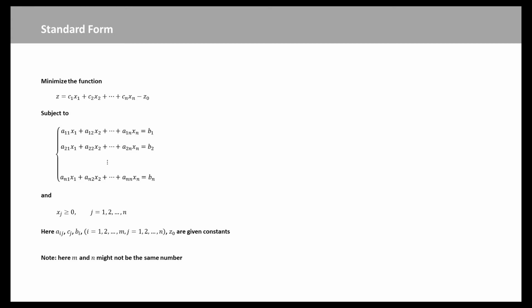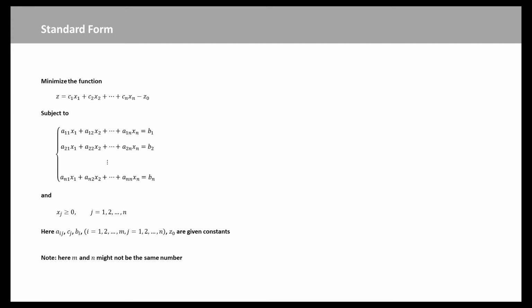Take a closer look at this standard form. One thing to catch attention is the constraints. We have seen in our example that we carry inequalities as constraints, with the condition bigger than or equal to or less than or equal to. In the standard form, it is all stated with equal signs. Another thing: the number m here is the number of constraints. The number n of variables might not be the same as the number m.